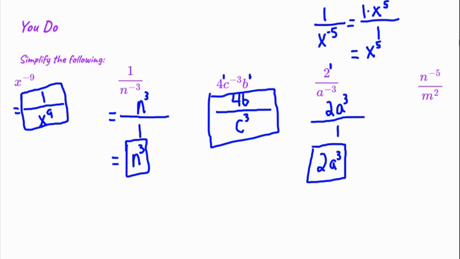And now the final problem. m squared is in the denominator, and that's positive, so I'm going to keep it where it's at. This n to the negative 5, I notice, is a negative exponent, so I'm going to put that in the bottom, and then, absence of a numerator, I'm going to put a 1, and then we're done.